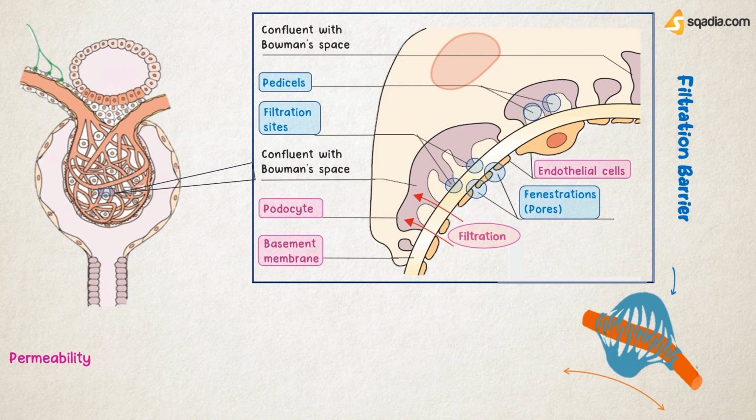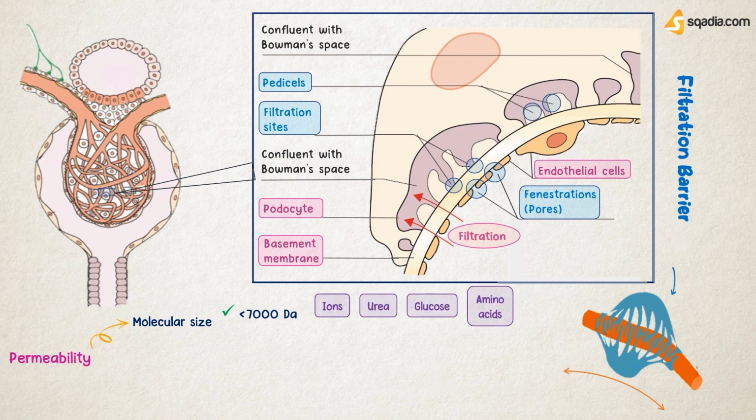The permeability of this filtration barrier is dependent on the molecular size of the substances. So substances having a molecular weight of less than 7,000 daltons can pass freely, such as ions, urea, glucose, amino acids, etc. But larger molecules are highly restricted up to 70,000 daltons, above which the filtration is insignificant. So small molecules are freely filtered and pass the filter without any hindrance.